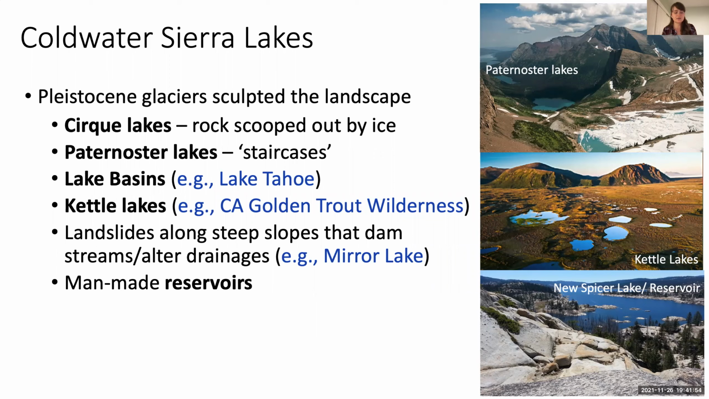Still then, you can get steep Sierra slopes where a landslide happens and ends up damming a stream or altering some drainage, forming a lake that hadn't previously been there. Mirror Lake in Yosemite is an example of that one. And then of course, there are human-made reservoirs, even in the mountains.